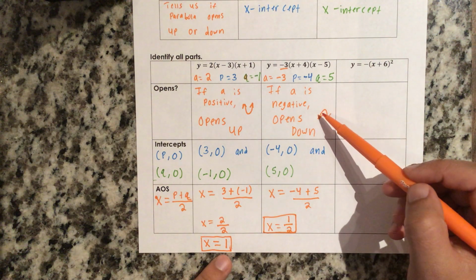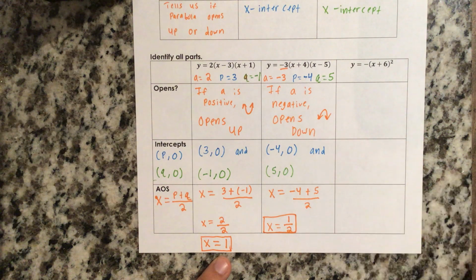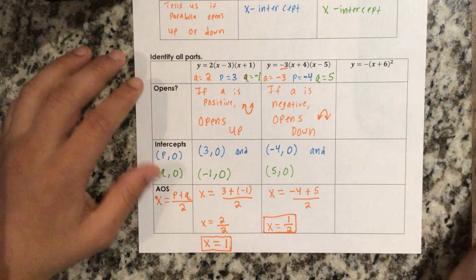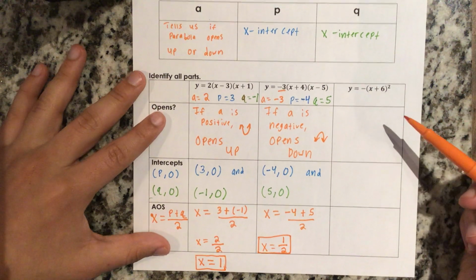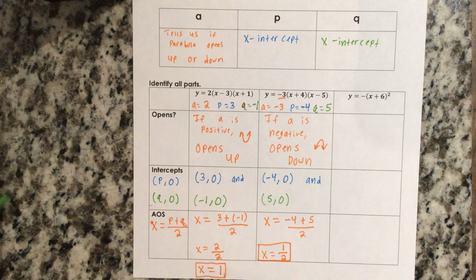I found whether it opens up or down. I found the x-intercepts, and I found the axis of symmetry, okay? Now let's try one more. Now this one looks a little different. You can already tell, okay? But we can just do it the exact same way.